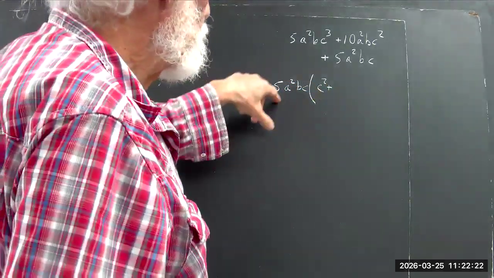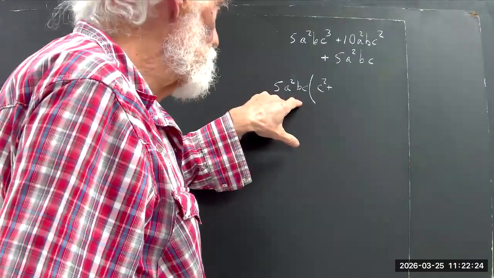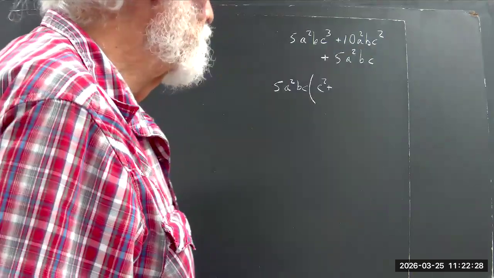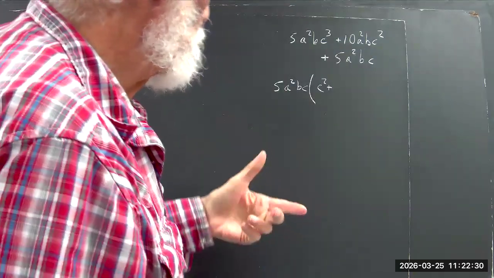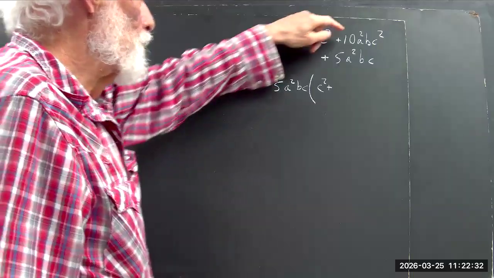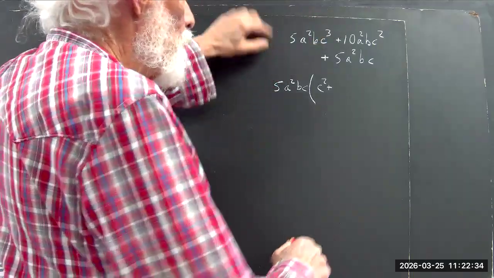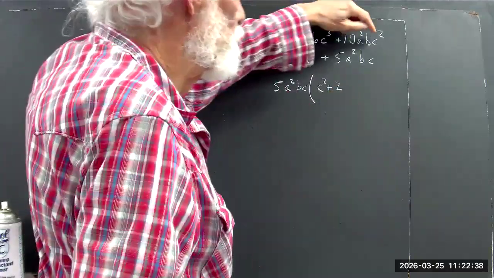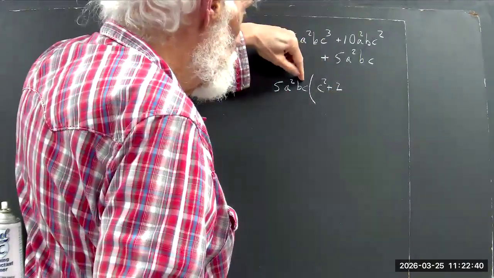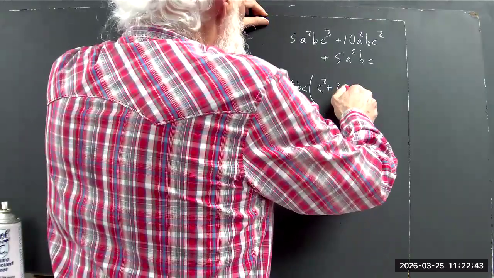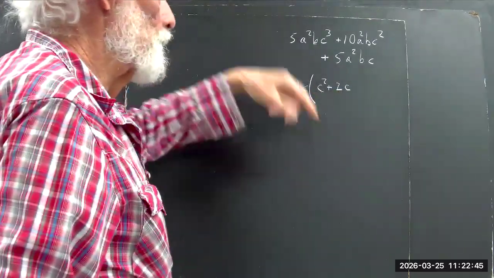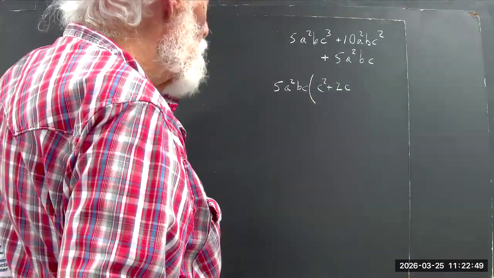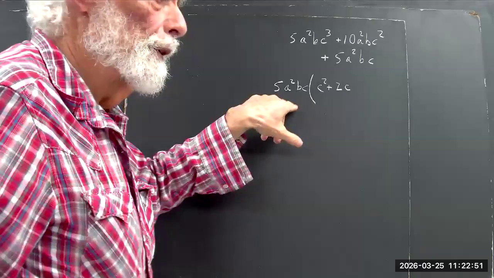Okay, now we're going to have to multiply the 5a squared bc by something to get the 10a squared bc squared. And what would that be? Well, to get the 10, we have to multiply 5 by 2. And to get a c squared, we're going to have to multiply this c by c. So we've got c squared plus 2c. And then the third term is just 5a squared bc.